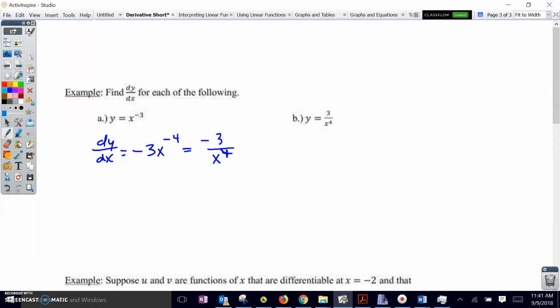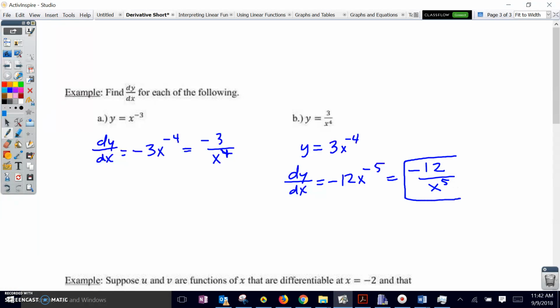Alright, and now in part B we're doing y equals 3 over x to the 4th. Well, in order to do this problem, instead of using the quotient rule, since I just have a single term in both the numerator and the denominator, I'm going to bring that x up and make the exponent negative. And now I can apply the power rule for negative integers. And so dy dx is equal to negative 12 x to the negative 5. And in this case, I do want to rewrite it as a fraction in my answer since it was written as a fraction originally. And there's my derivative of 3 over x to the 4th.